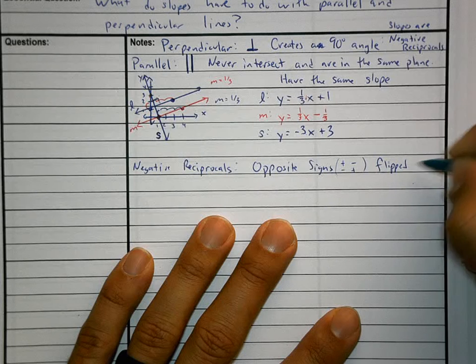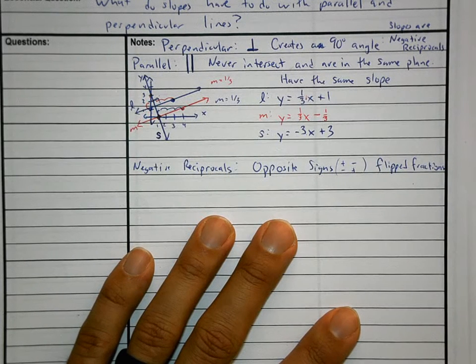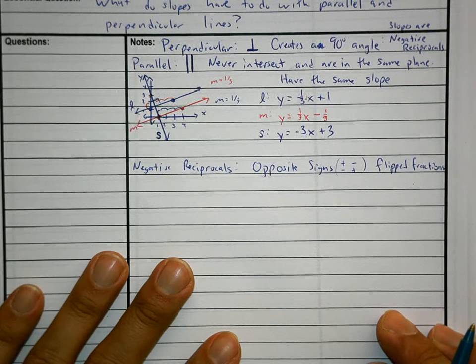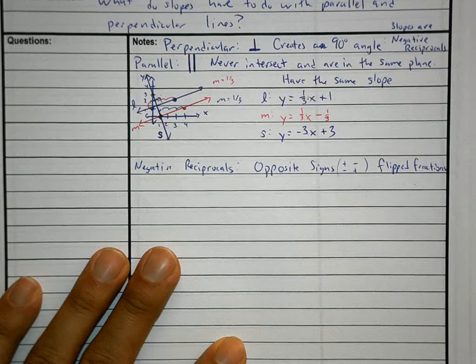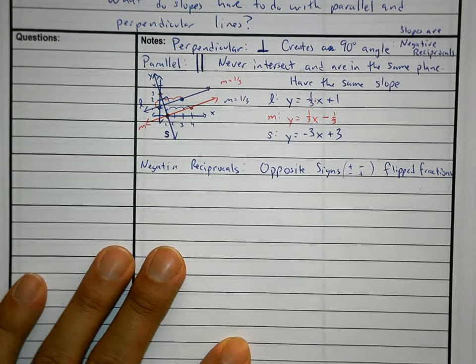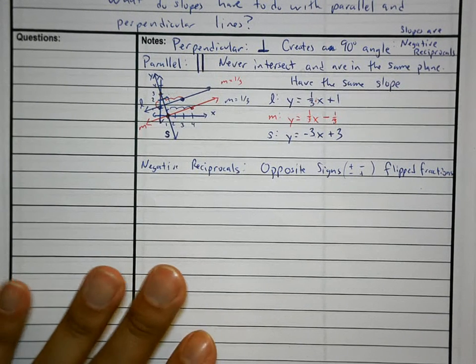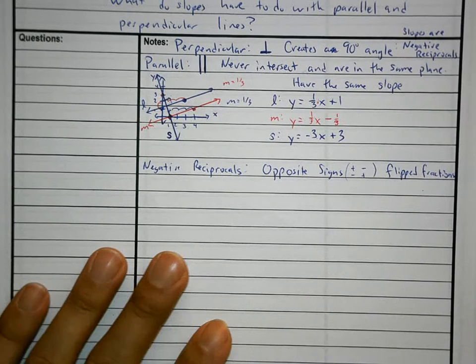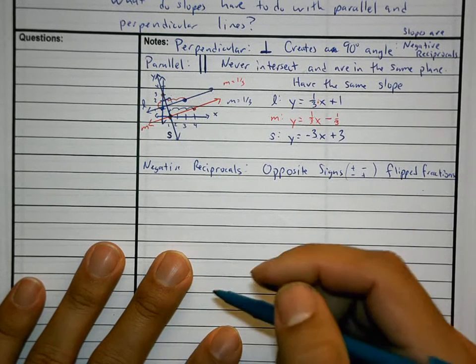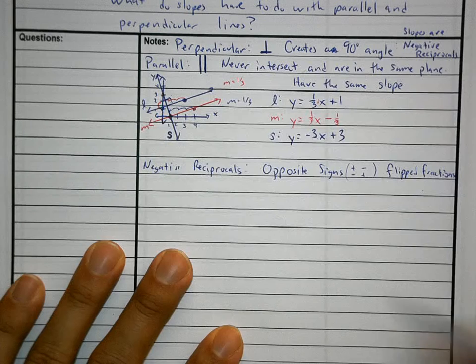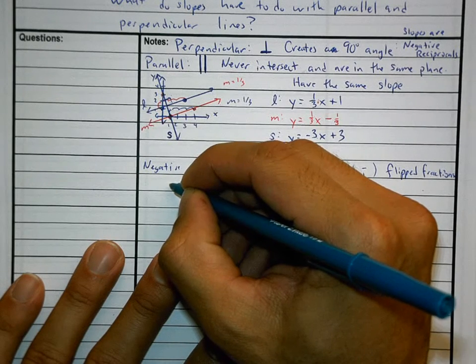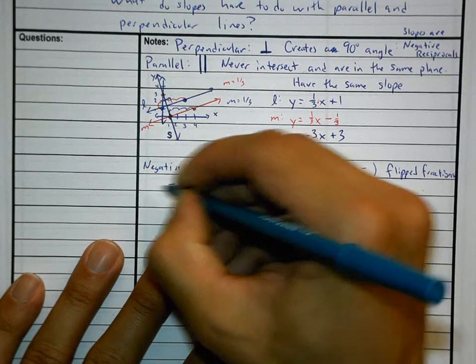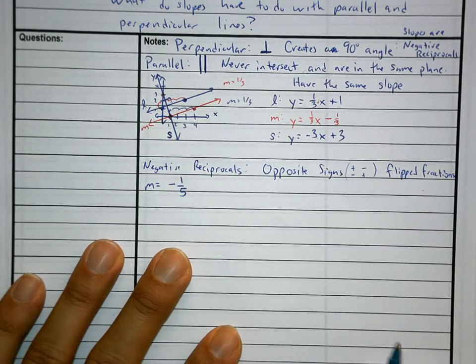Flipped fractions. That's what that means. That's how we know if something is perpendicular. So let's do a couple of exercises real quick to see if you get what I'm talking about. Okay? If I have a slope, M equals negative 1/5, I'm going to write that down.